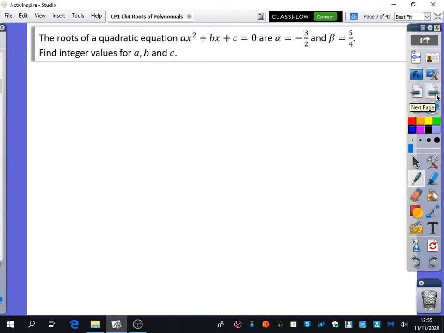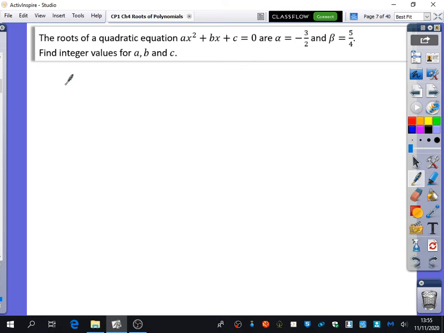This time the roots of a quadratic equation are, they tell us what the roots are, and we're going to find the integer values for a, b, and c. So there's a few different ways you could go about this one. I'm just going to show you one of the ways. I'm sure you could come up with another way as well.